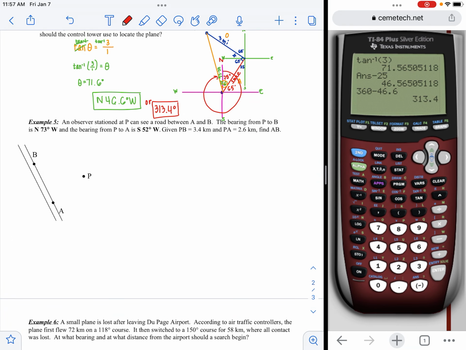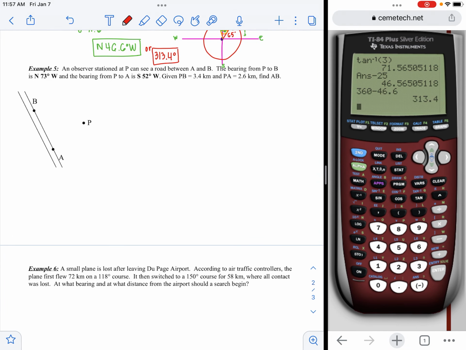I'm going to move my calculator over a little bit, but I know I'm going to need it again, so I'm not going to get rid of it. Example 5 says, an observer stationed at point P can see a road between A and B, and I already drew that for you. The bearing from P to B is north 73 degrees west, and the bearing from P to A is south 50 degrees west. Given PB is 3.4 kilometers, and PA is 2.6 kilometers, find AB.